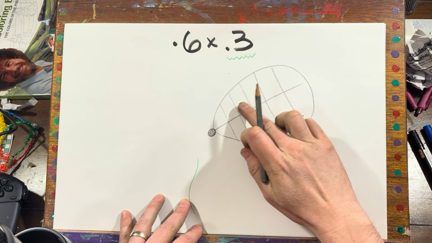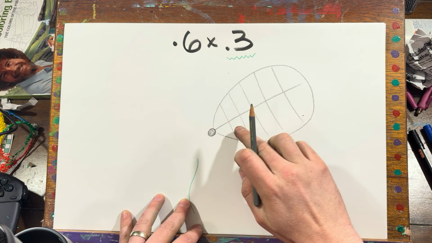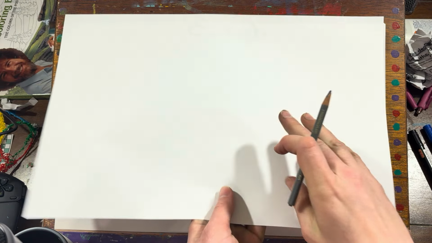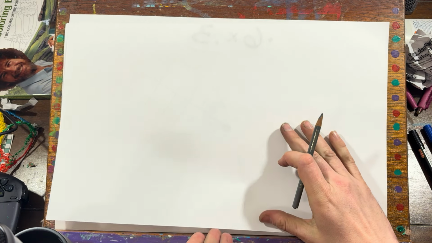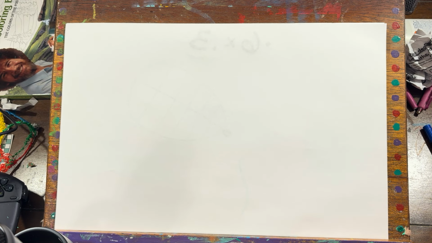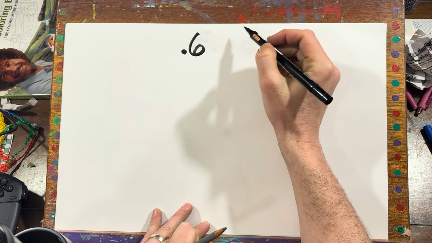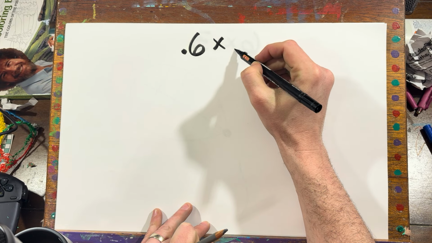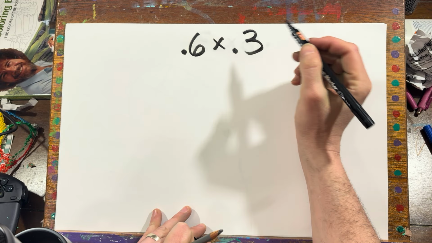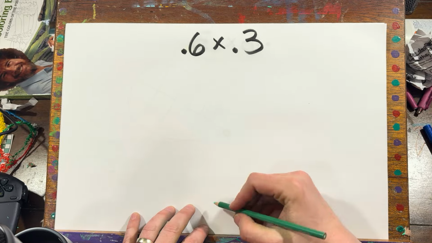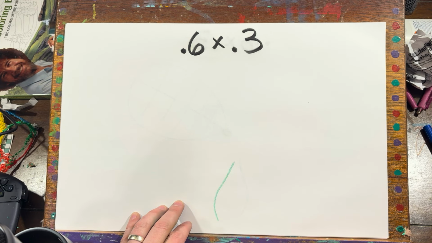Oh no. 1, 2, 3, 4, 5, 6, 7, 8, 9, 10, 11, 12. It never happened. What I did there was I broke my petal into 12 pieces, which would have made it hard to shade in 3/10. So instead of breaking that up, I'm going to re-sketch.